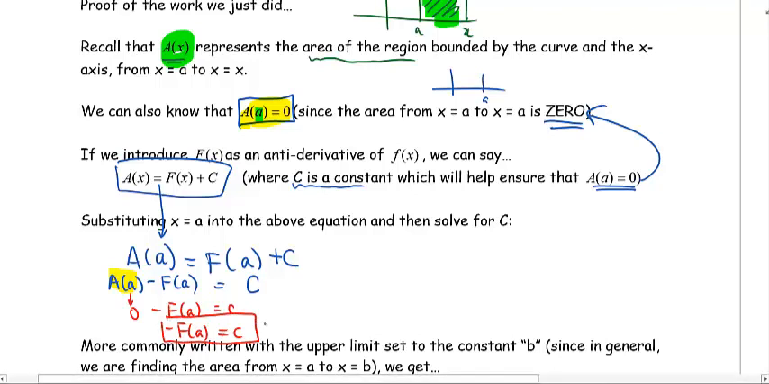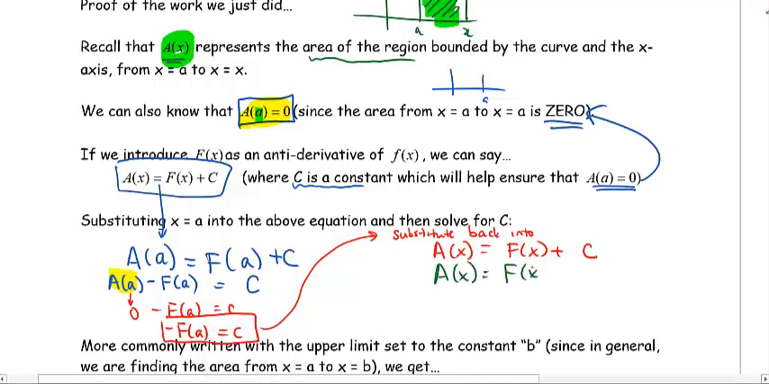Now, if I could ask you to substitute this back into our equation, A of x equals F of x plus c. Notice now what we have is, I'll use green, A of x equals F of x minus F of a. Okay?